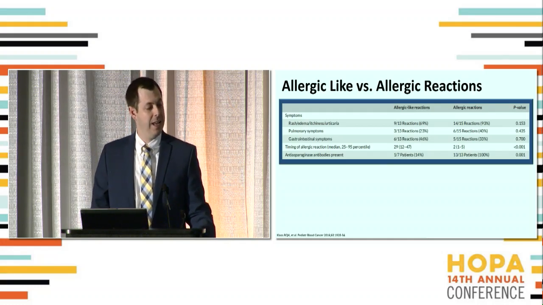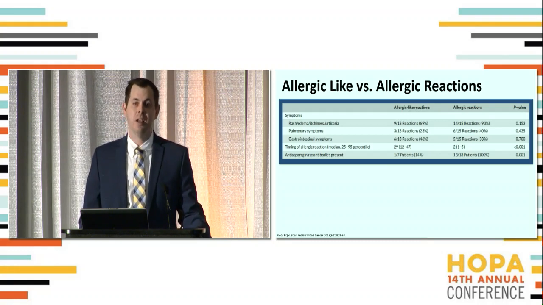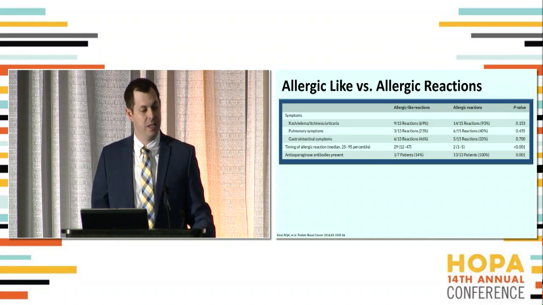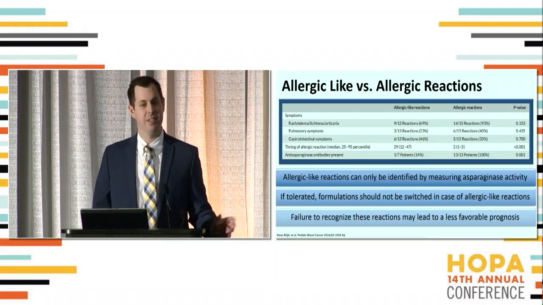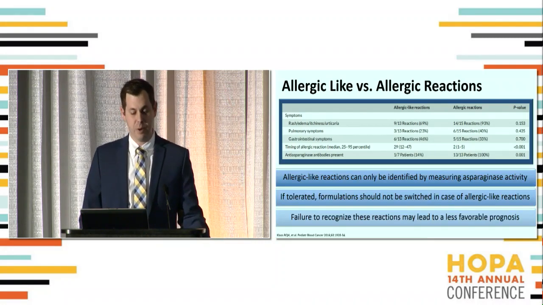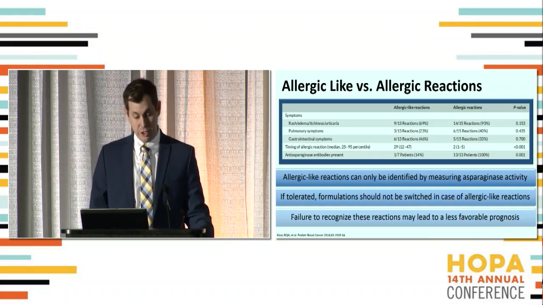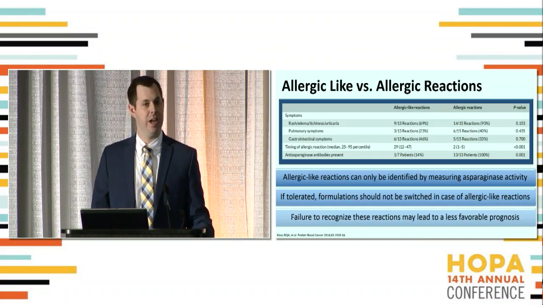The other thing you want to look at is anti-asparaginase antibodies. So if you have an allergic-like reaction, fairly a fake reaction, you're not developing antibodies more often than not, even though they did show one patient did develop antibodies. But if you have an allergic reaction, that's a slam dunk that you should have antibodies present. And again, it's a little unfortunate because we obviously can't immediately determine if we have antibodies present, but it's something to keep in mind. So allergic-like reactions truly can only be identified by measuring asparaginase activity. If tolerated, formulations should not be switched in case of an allergic-like reaction.